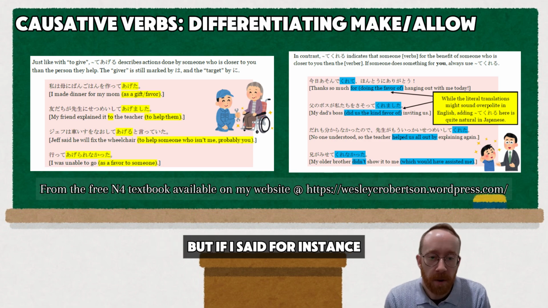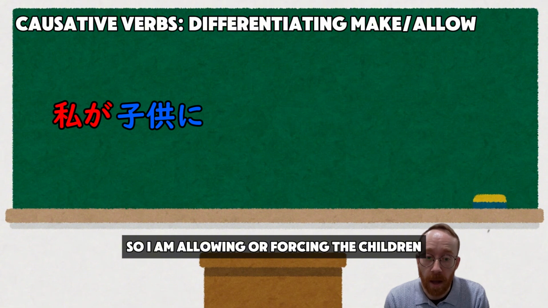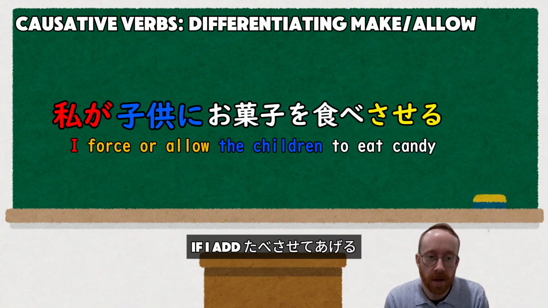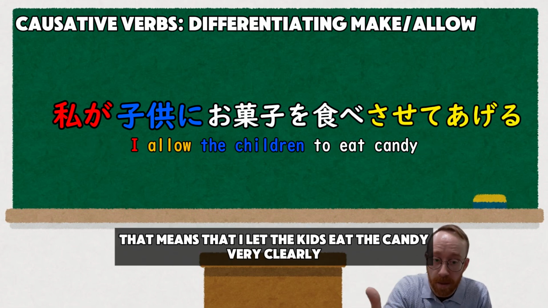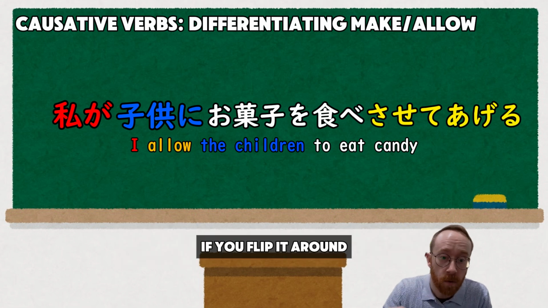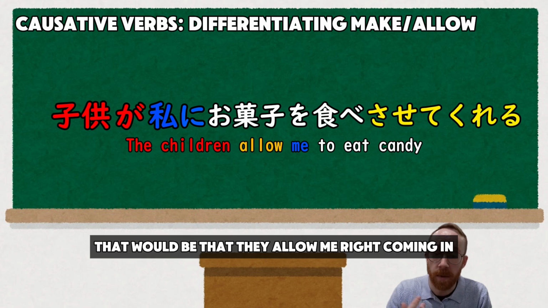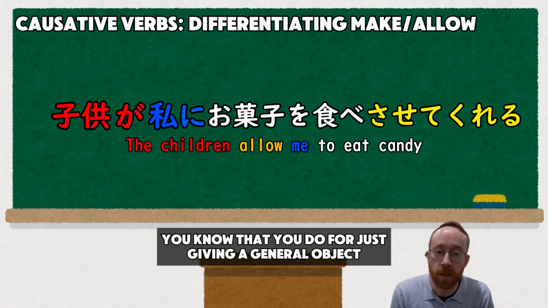I'll make it sometime. But if I said, for instance, watashi ga kodomo ni, so I am allowing or forcing the children, okashi o tabesaseru. If I add tabesasete ageru, so giving outwards, that means that I let the kids eat the candy very clearly. If you flip it around, kodomo ga watashi ni okashi o tabesasete kureru, that would be that they allow me, coming in. So it follows the same direction that you use for just giving a general object.